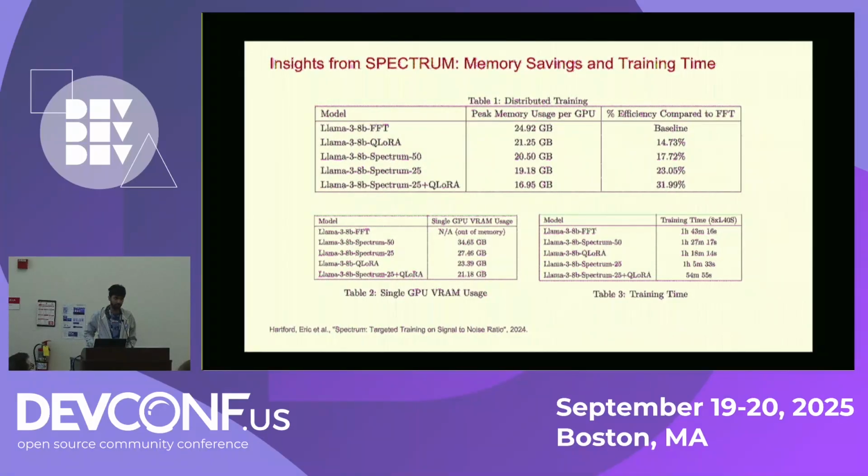This is obviously parameter efficient, so you can see the memory savings and training time. For example, in distributed training settings where full fine tuning takes peak memory usage of 24.92 gigabytes, just retraining 25% of the layers that have the highest signal to noise ratio uses 19.18 GB. So it's 23.05% more efficient, and also has much less training time. And it can be combined with other complementary techniques like quantized LoRA to get even further gains.